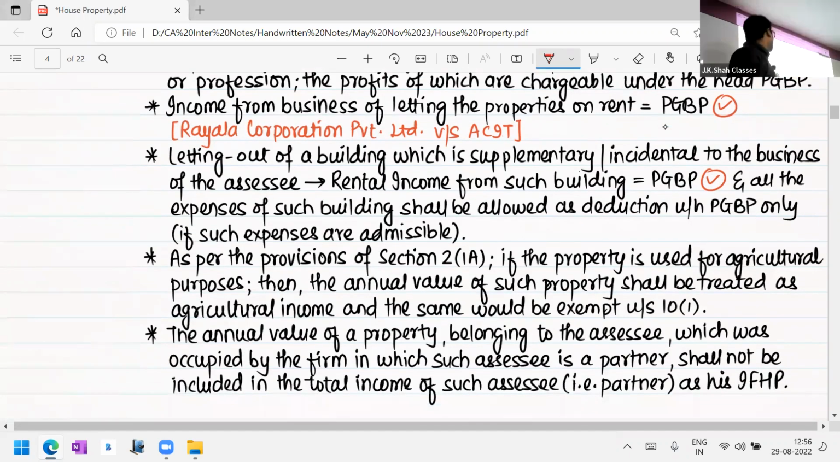Now, this point number 4, you will come to know with agricultural income. There is a chapter which we do. Which chapter?